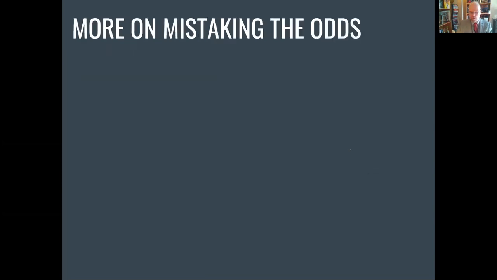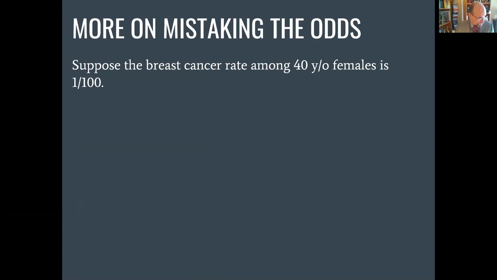Another good example of mistaking the odds in the medical field is this. Suppose the breast cancer rate among 40-year-old females is 1 in 100. So 1 out of every 100 40-year-olds has breast cancer. Let's assume that. That's probably a pretty high estimate, but this is just for the sake of example. It's probably lower, and if it's lower, this example gets even more pronounced in terms of its lesson.